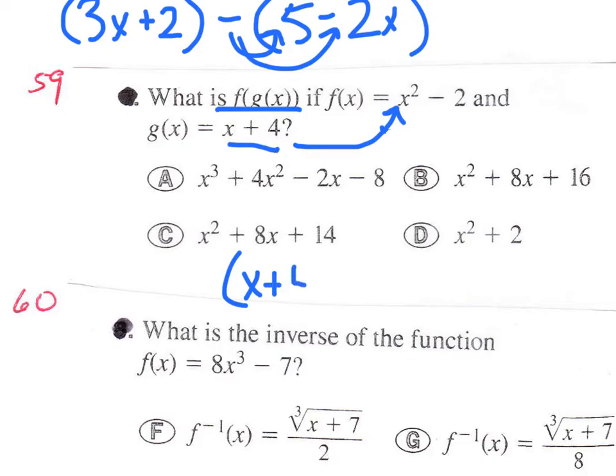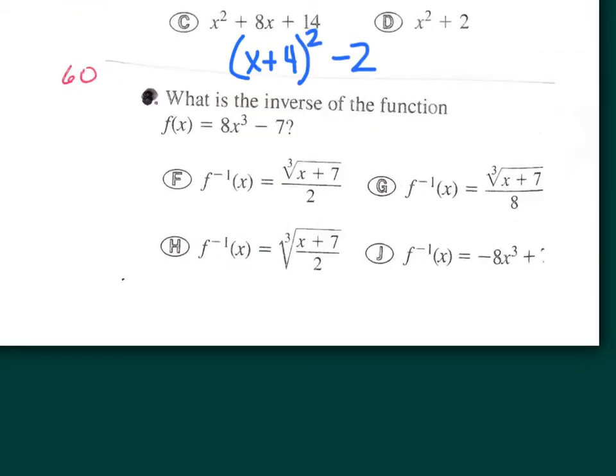That's the g, and he's going to be squared. And then minus 2. You kind of finish that off. Okay, that's 59. Number 60, what is the inverse function of 8x cubed minus 7? Follow your notes. Those are pretty detailed and kind of tell you what the inverse of that should be. Okay, just do some observation on that one.